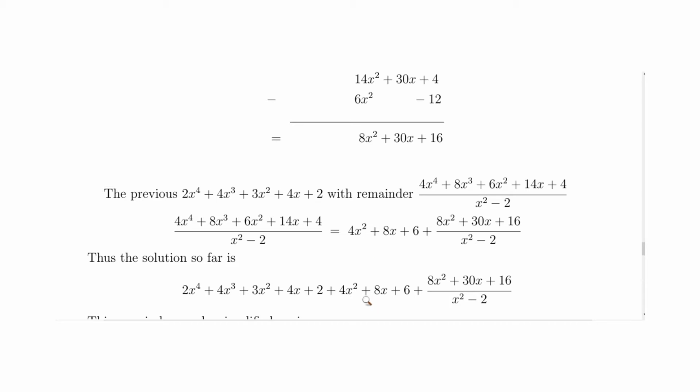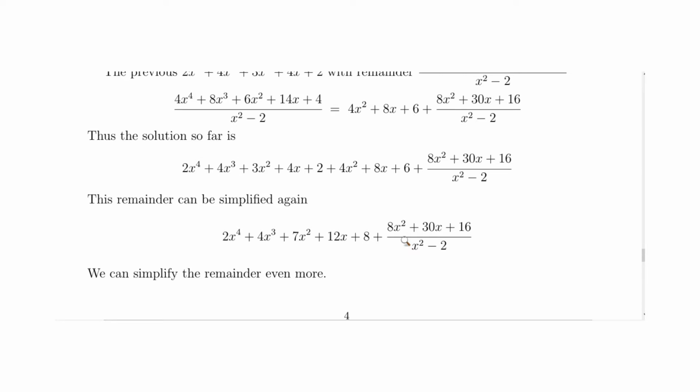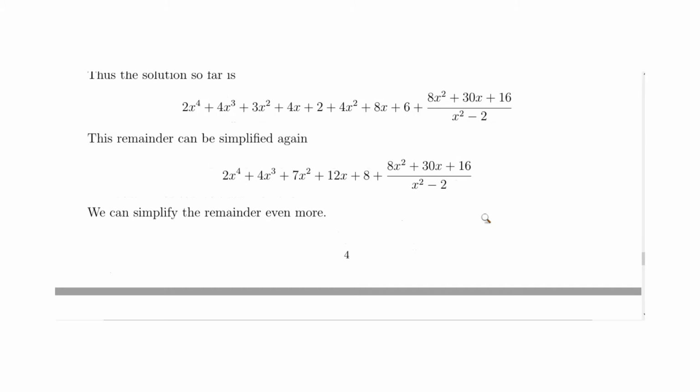And you can see there are some like terms there. There's a positive 2 and a positive 6, 4x squared and a 3x squared, and an 8x and a 4x. So we can add them up and simplify a little bit. So now we've got 2x to the 4 plus 4x cubed plus 7x squared plus 12x plus 8 plus this remainder. And yet again, there is still more work we can do, because this x squared can be distributed with this 8x squared. So let's go ahead and do that now. And we know this time there'll only be one calculation, because the 30x and the plus 16, we can't put that with the x squared.